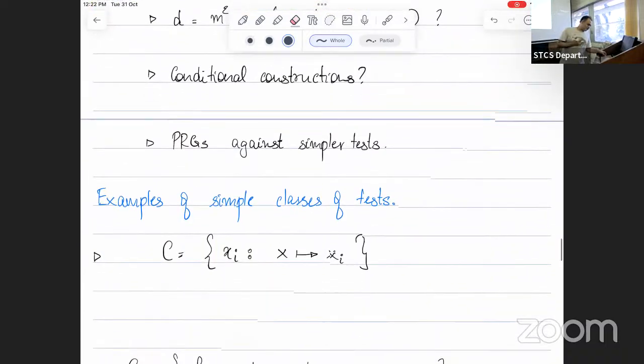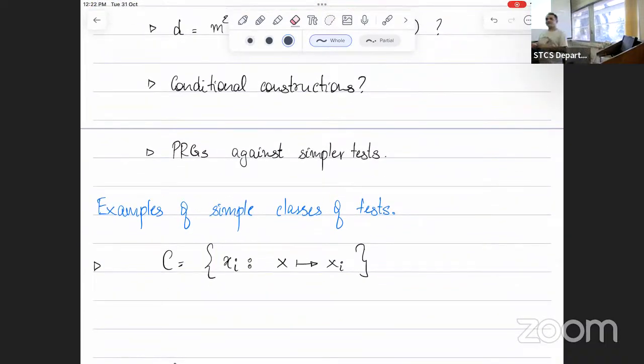Here is one such test class. The bag of functions I care about are what are called dictators. Every element of this class takes a string as input, but it basically returns whatever is present in one location. So the ith dictator just disregards everything else and returns whatever was in the ith position. Now suppose this was your class of tests. Can you construct a PRG from this?